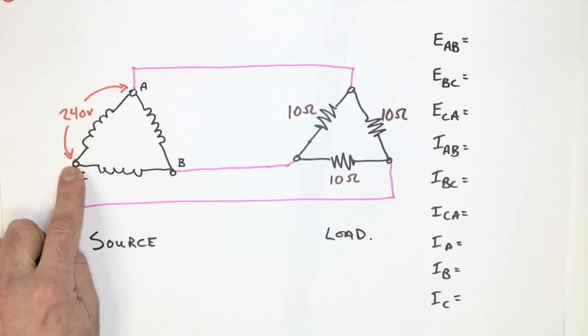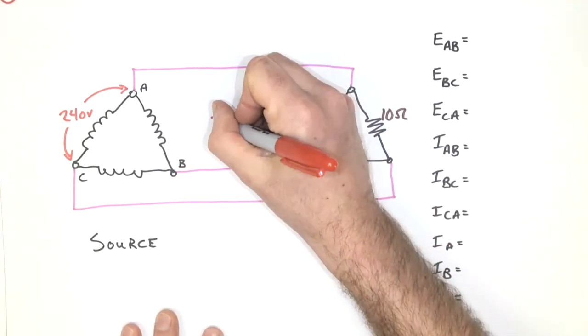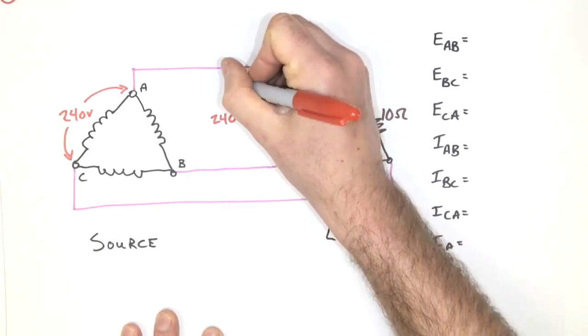On the source, we have a phase voltage of 240 volts. Now we know that the line voltage is going to be identical to the phase voltage, and so what I can do is add in here the 240 volts.